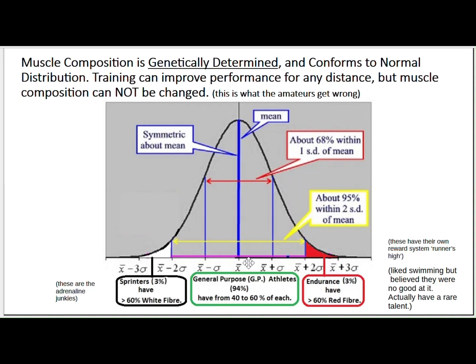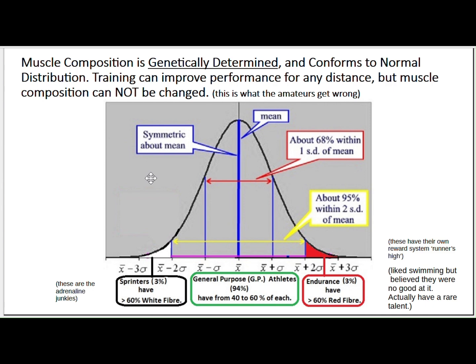Muscle composition. There's a lot crowded onto this slide. Muscle composition is genetically determined. It tends to run in families. You've got it for life. You're born with it. It stays with you. You cannot change it. It conforms, in terms of distribution amongst a population, to a normal distribution.